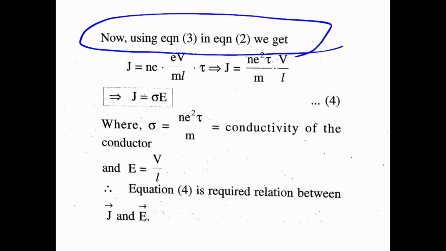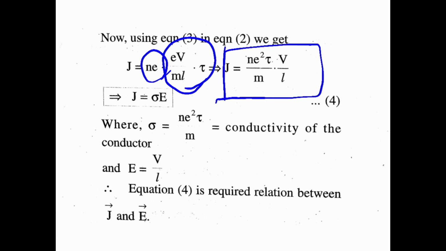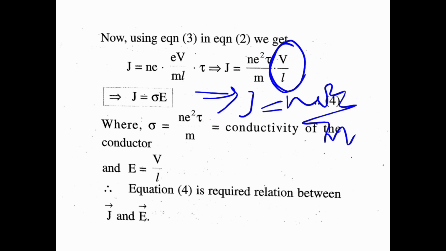Using equation 3 and 2, current density is equal to ne. We can put the value of Vd from equation 3, eV by ml into tau. That is ne square tau V by ml. This term is very long, so you have to understand this. And then current density is equal to sigma into E. Okay, we know you can add this term. J is equal to ne square tau by m into E.